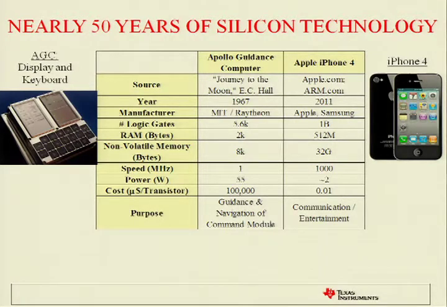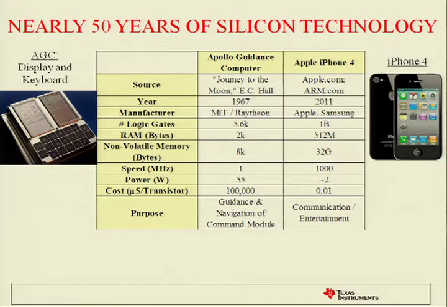So if you compare it, the number of logic gates, which is the heart of the digital system, for the Apollo guidance computer is 5,600. Compare the Apple iPhone, which has 1 billion. The RAM that you just mentioned, there were 2 kilobytes on the Apollo guidance computer as opposed to 512 megabytes on your iPhone. For the non-volatile memory, which is the part that stores the information, stores the code to operate the device, and can hold that information even when the power's off, that's gone from 8 kilobytes on the Apollo guidance computer up to 32 gigabytes. And that stores not only the code, but the movies and the music and the pictures and everything else.